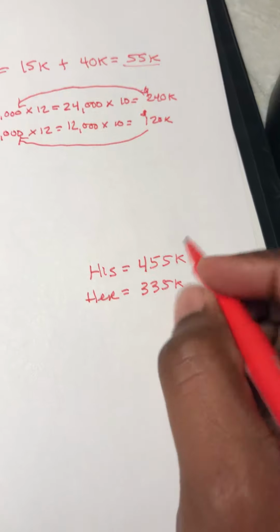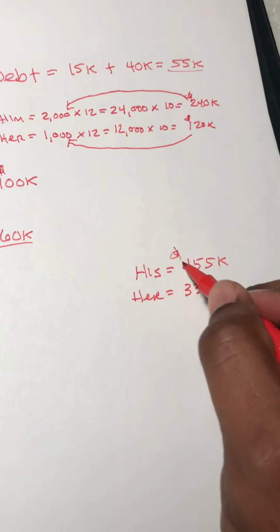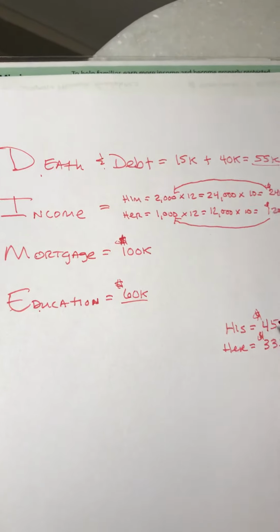Okay, and so that's how you find out his life insurance need and her life insurance need. Okay, through the DIME method. You guys practice that.